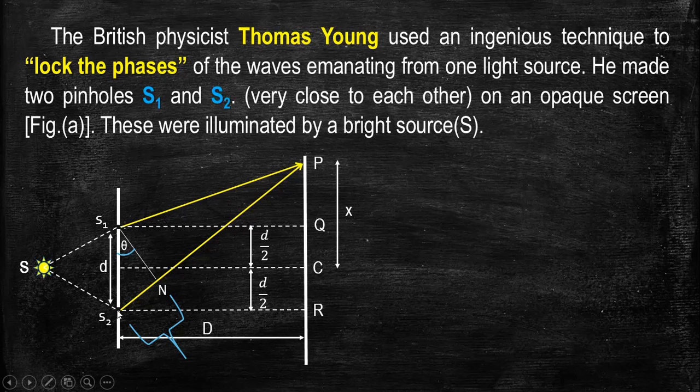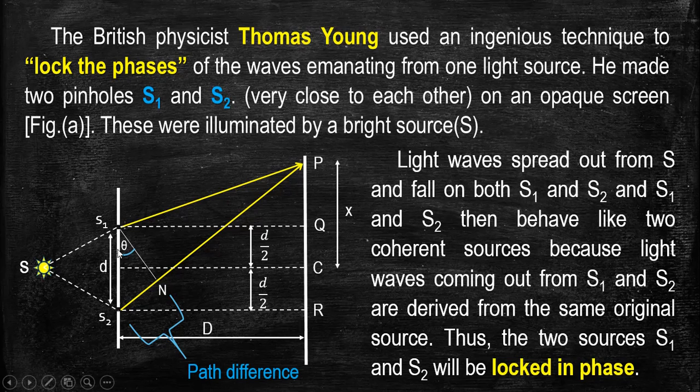Hence this difference is called the path difference. You cannot measure this path difference by just taking a scale and measuring from S2 to n. No, it is not the correct technique. S1 and S2 are the pair of coherent sources.